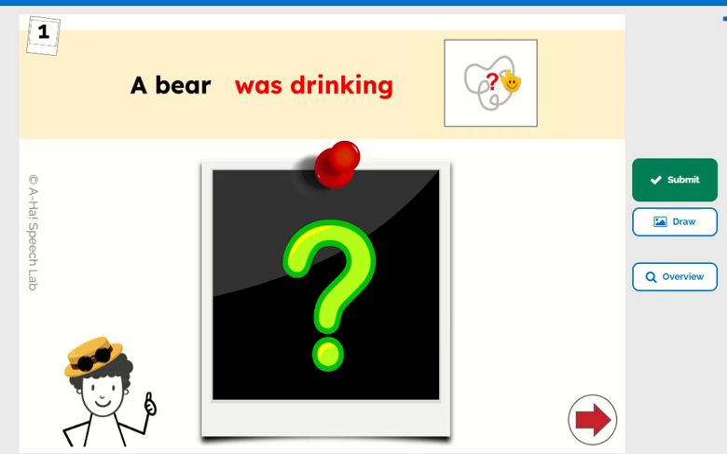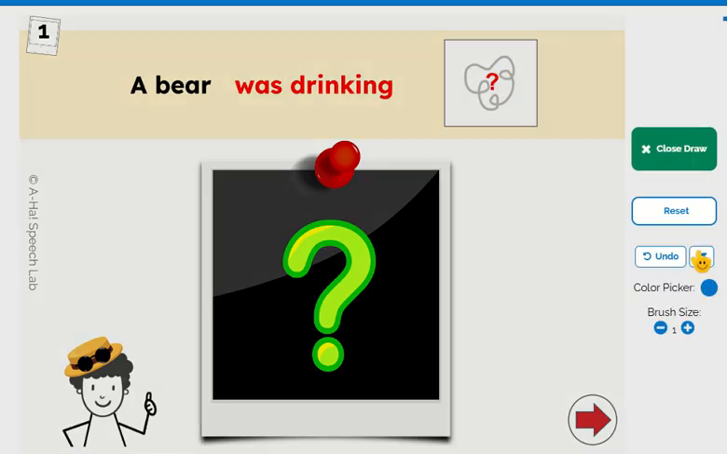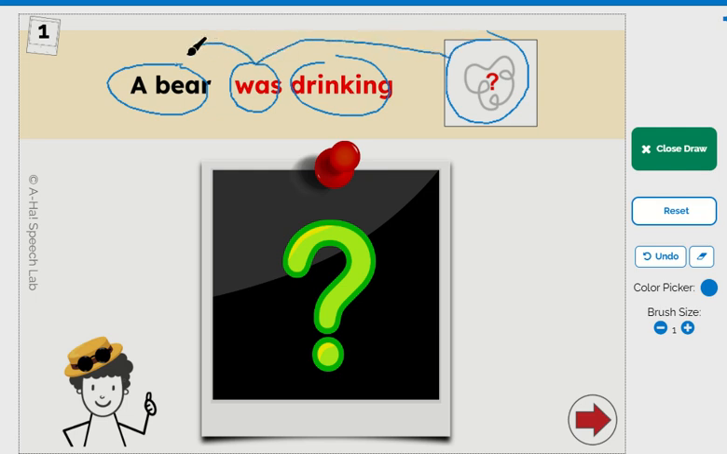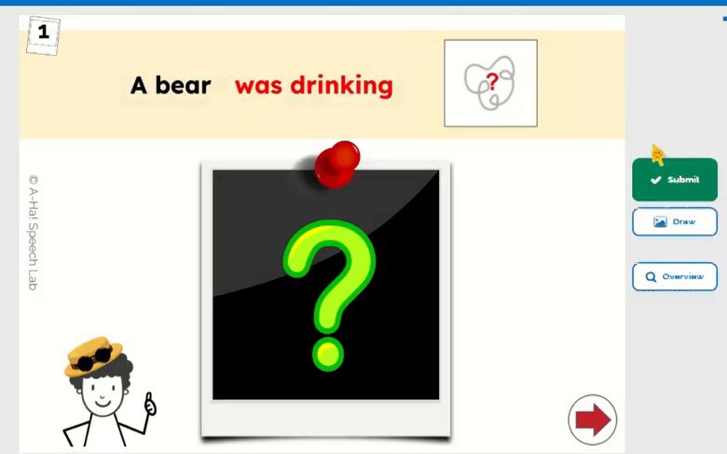We're going to ask what. But we can't say a bear was drinking what. So we're going to say, what was the bear drinking? That's how we're going to say it together. Ready? What was the bear drinking? Very good. Let's find out. Coffee. A bear was drinking coffee.